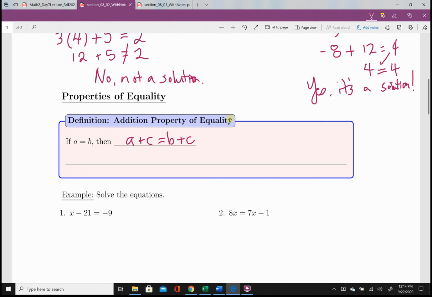Furthermore, you could extend this idea to the subtraction property of equality. I'll just call that SPO. This one we can call APO if we're going to acronym this stuff, which I'm totally fine with, by the way. If A equals B, then certainly you could subtract on both sides, just so long as you subtract the same value from whatever was originally there. That's totally fine as well, where C is any real number.